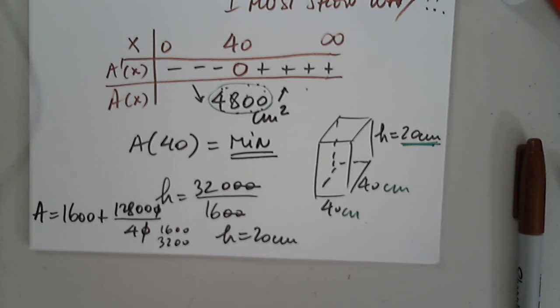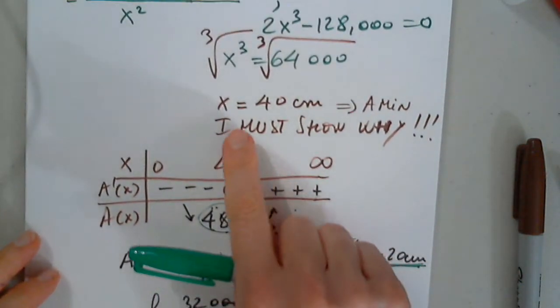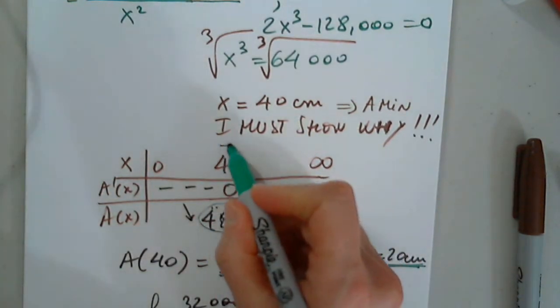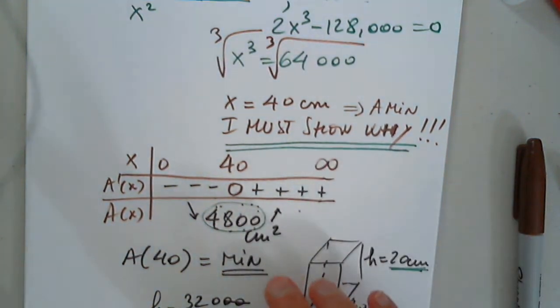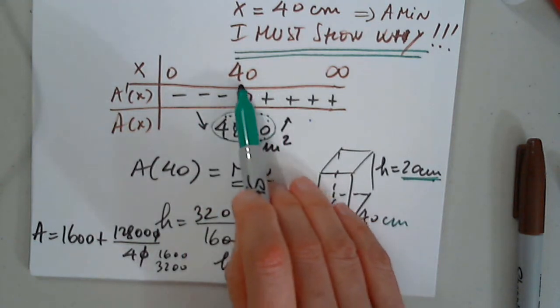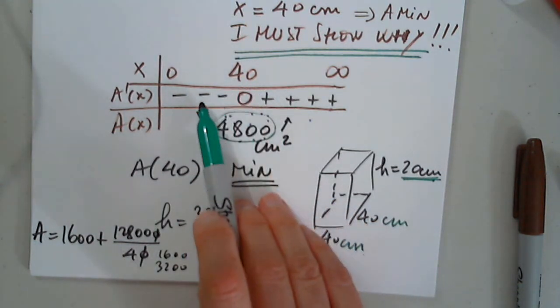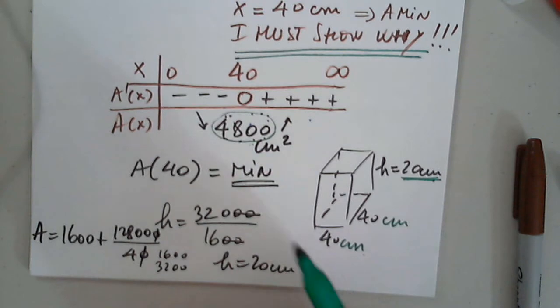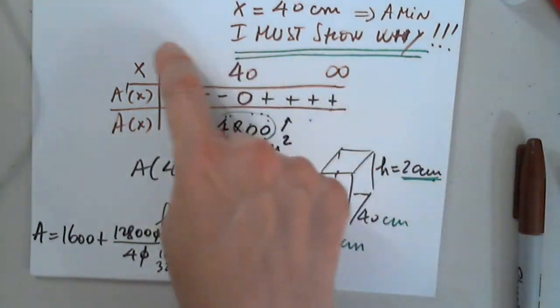Any questions on this problem? Is there anything that you have doubts about? It is not sufficient to say, I got x, it's 40 centimeters, move on. No, I must show why. And we know why. If the derivative is 0 or undefined, and it changes sign at a particular x value, and it changes sign from negative to positive, this must be guaranteed to be a minimum, and no other. So this is mandatory.